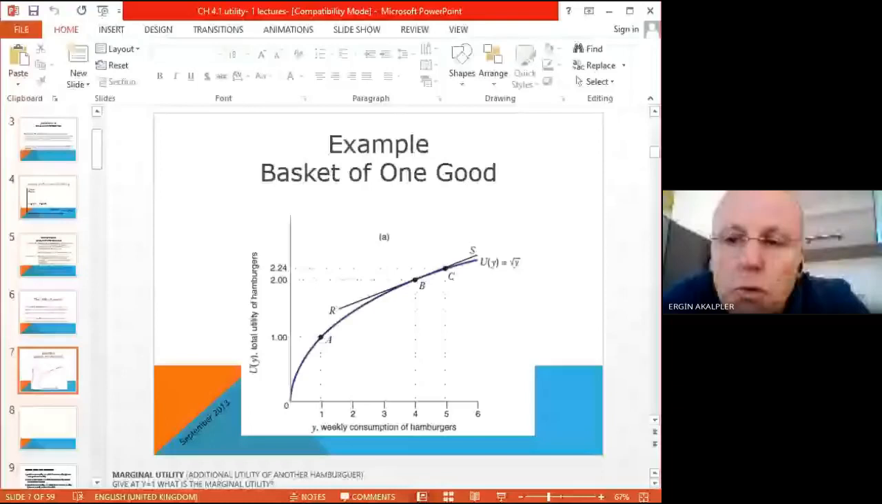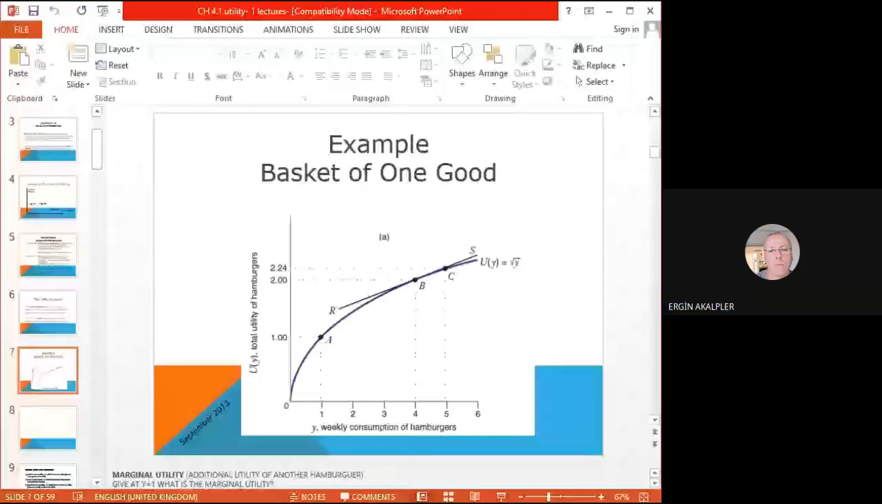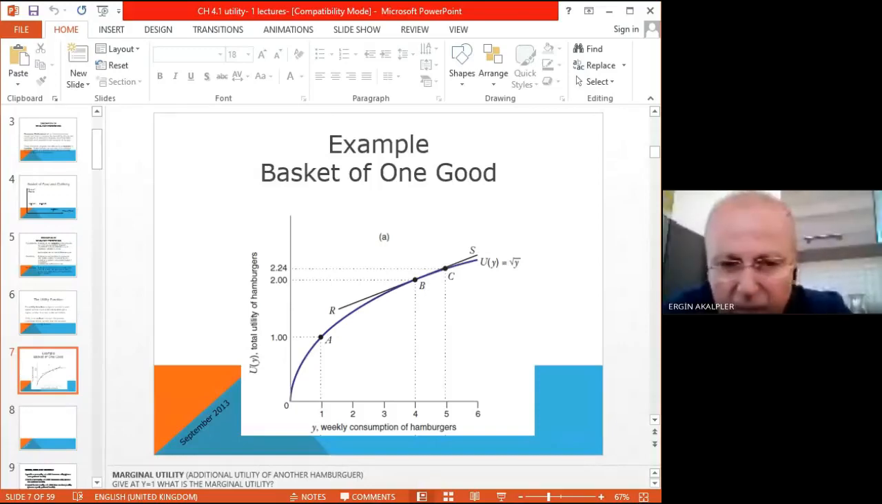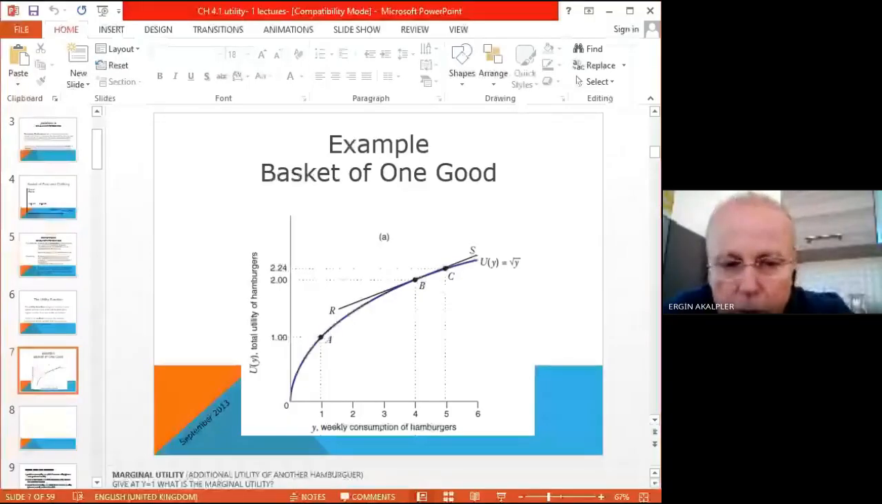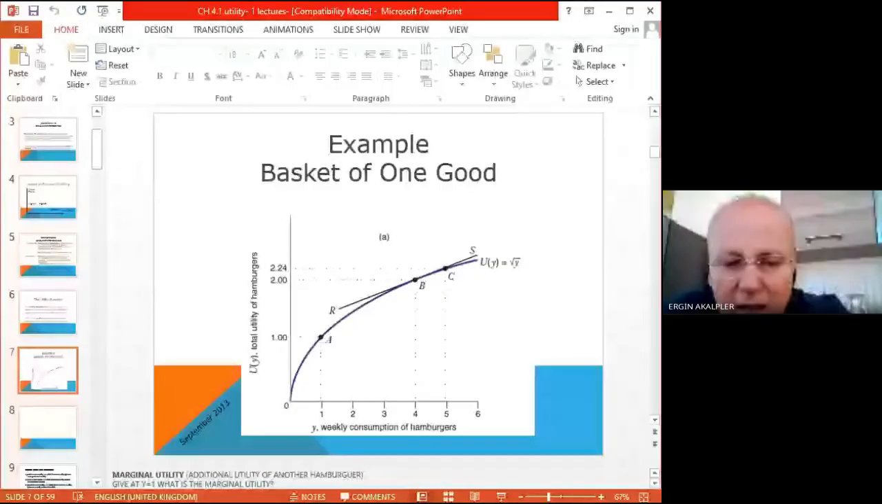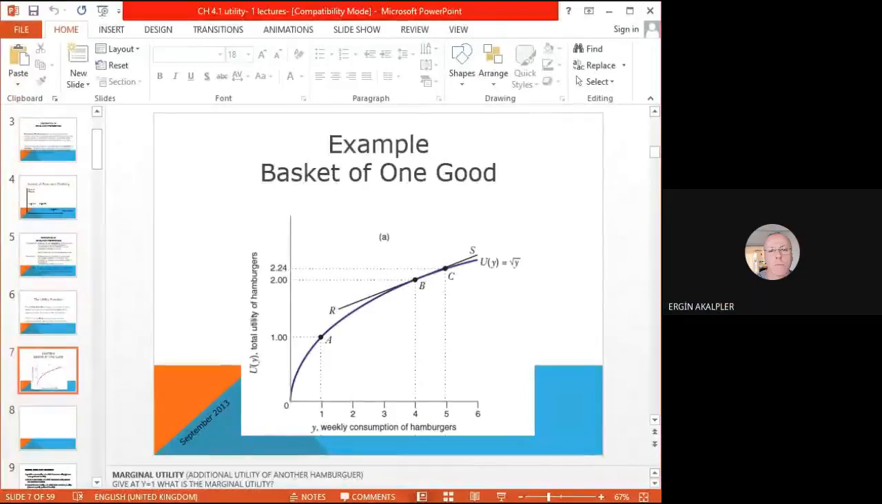In this example, when you have one unit of a hamburger, the total utility of the hamburger is illustrated as one. And when you move to the second, third and fourth hamburger, as you observe between one and two and two and three, there are differences in the distance between these lines. There is a reduction, a decreasing amount of increase. It is increasing your utility, but it is a decreasing amount of increase.